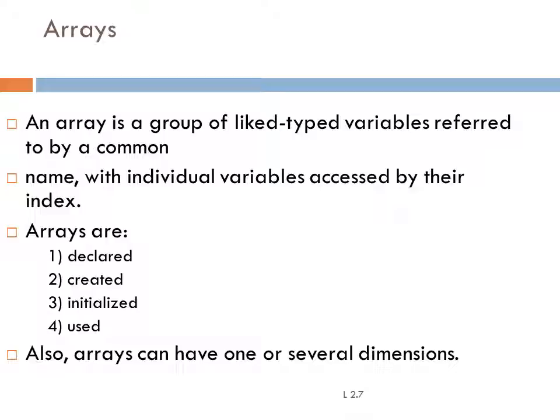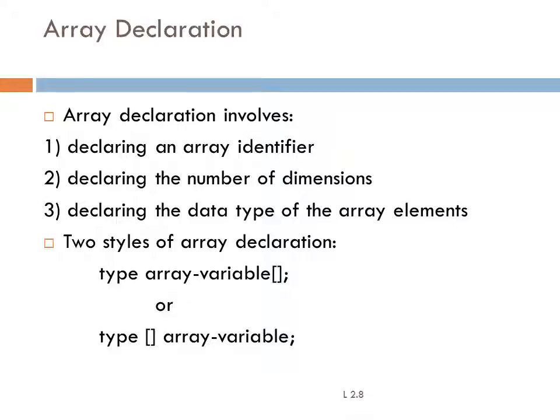Next one, arrays. Arrays are a group of similar data type elements which are referred to by a common name. In order to access the array elements, we have to use the array name followed by an index. Arrays are declared, created, initialized, and then used in our program. Now you will see how to declare, create, initialize and use arrays in programs.